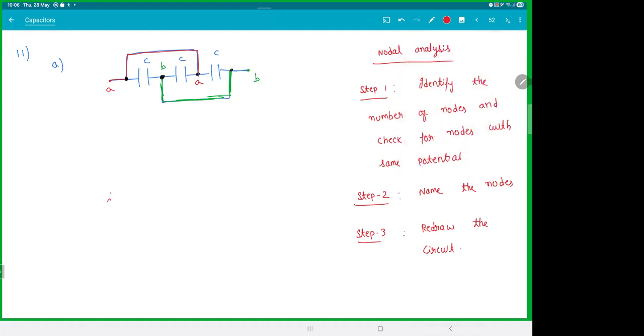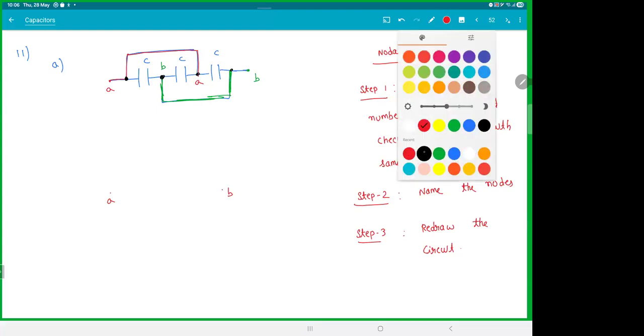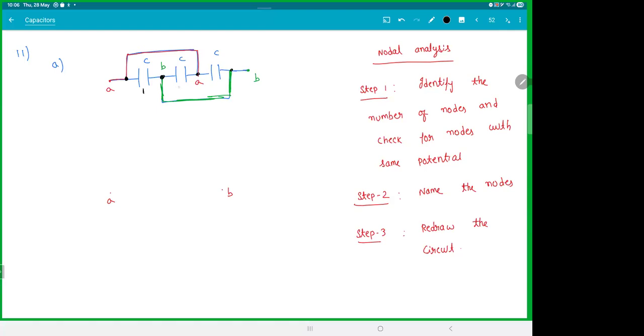Redraw the circuit. So let it be A and let it be B. Remember, always keep A and B at the edges. Now, for convenience, let's number the capacitors: capacitor 1, capacitor 2, capacitor 3. Look at this. Capacitor 1 is between which two nodes? Capacitor 1 is between A and B. Capacitor 2 is between A and B. Capacitor 3 is also between A and B. Now, can you see the circuit, how it looks? If you redraw the circuit, it becomes like this. All three capacitors are in parallel. Therefore, C equivalent is equal to 3C.